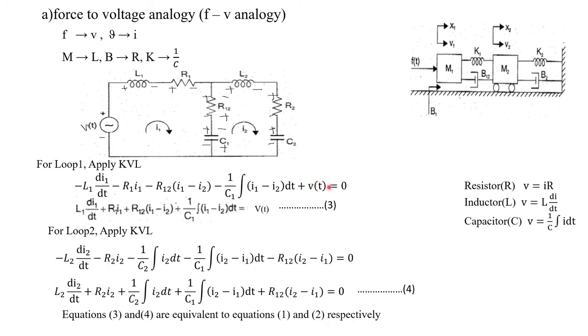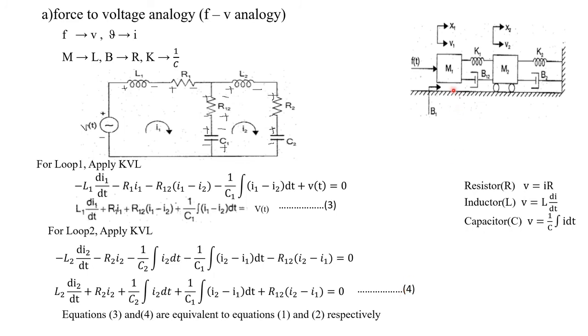Okay, so after completing the diagram we can see how to verify the mechanical as well as electrical system equations. That we will see at the last. Now in the mechanical system, for mass M1 as well as M2 we had two equations, that is equation 1 and 2. Correspondingly, in the force to voltage analogy, for loop 1 as well as loop 2 we had two equations, that is equation 3 as well as equation 4.